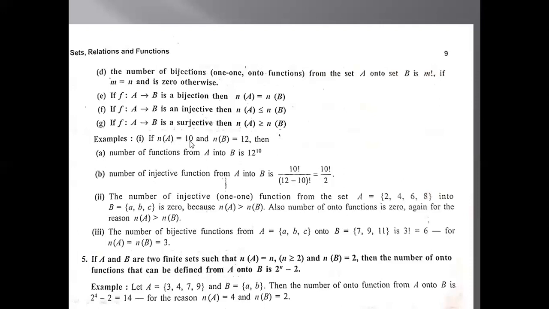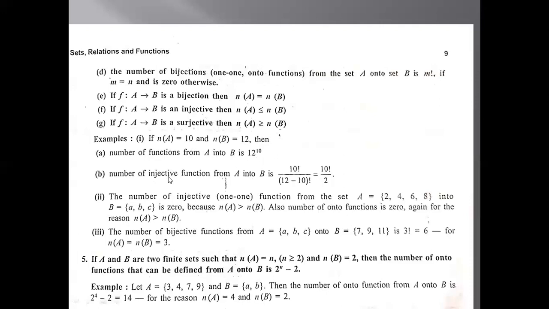Suppose n(A) is equal to 10 and n(B) is equal to 12. The first one is the number of functions from A to B. The number of functions from A to B is n to the power m. Here n is equal to 12 and m is equal to 10. So 12 to the power 10 is the requirement.